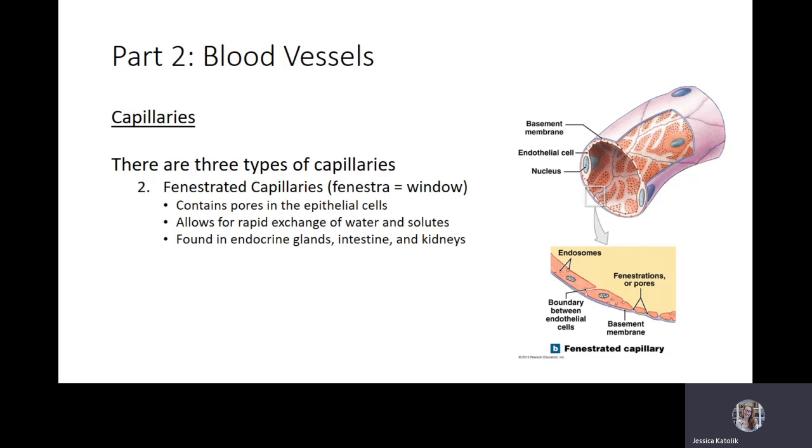I always remember my first time teaching. I think it was my first class ever as a professor, and I was teaching about fenestrated capillaries, and I wanted to illustrate a way for students to remember fenestrated capillaries.